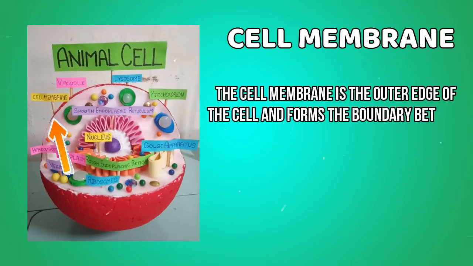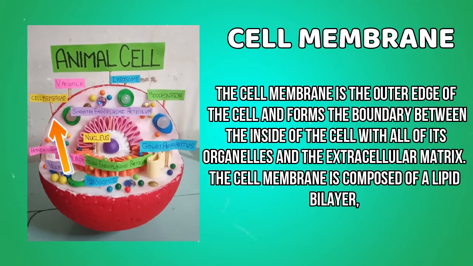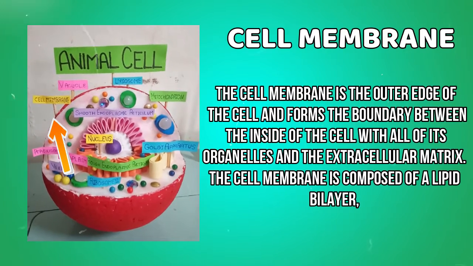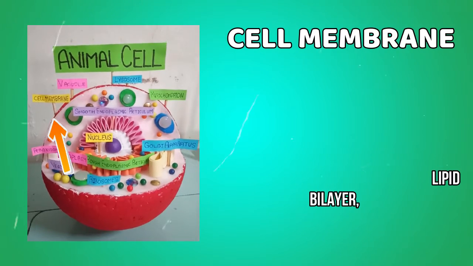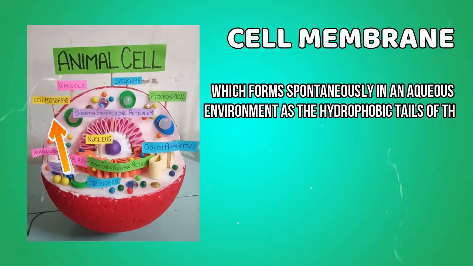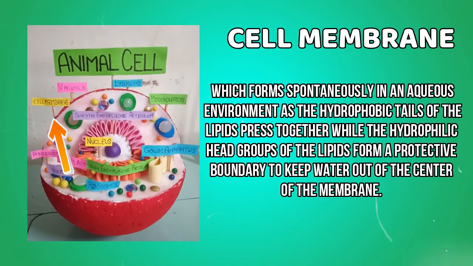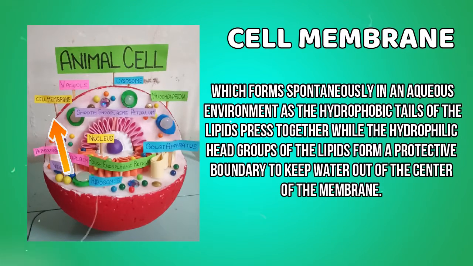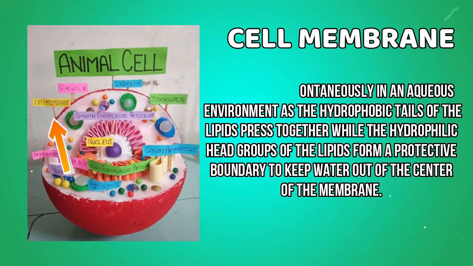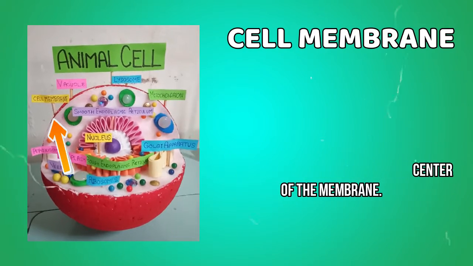The cell membrane. The cell membrane is the outer edge of the cell and forms the boundary between the inside of the cell with all of its organelles and the extracellular matrix. The cell membrane is composed of a lipid bilayer, which forms spontaneously in an aqueous environment, as the hydrophobic tails of the lipids press together while the hydrophilic head groups of the lipids form a protective boundary to keep water out of the center of the membrane.